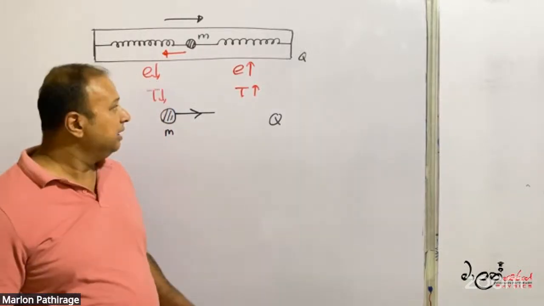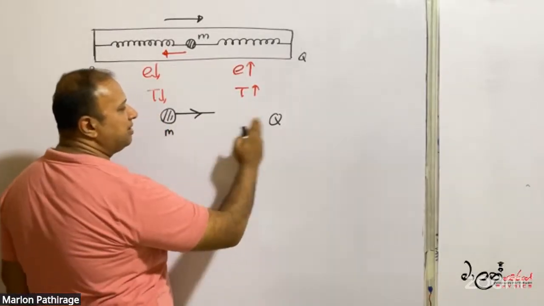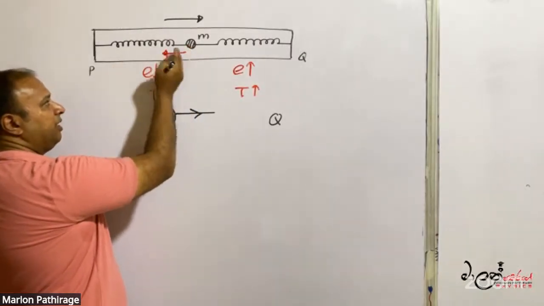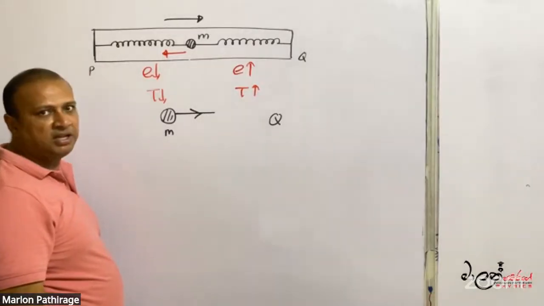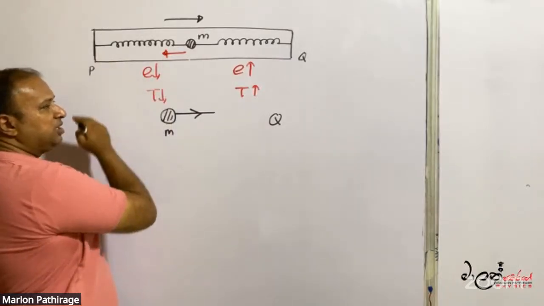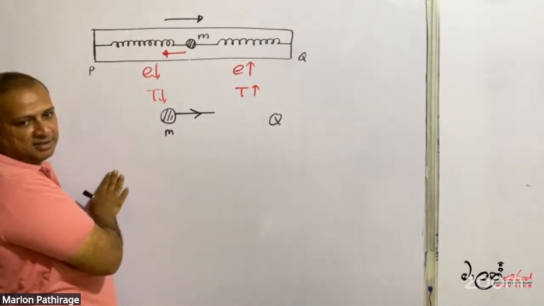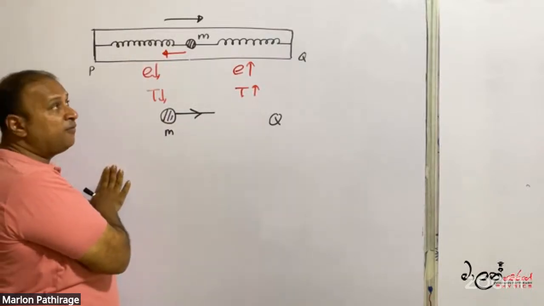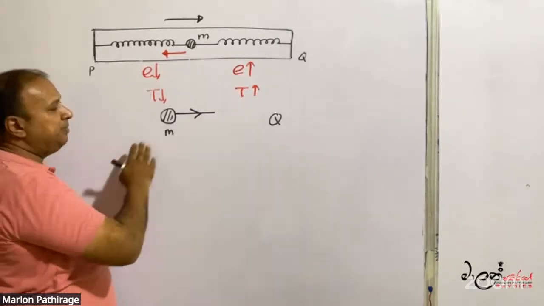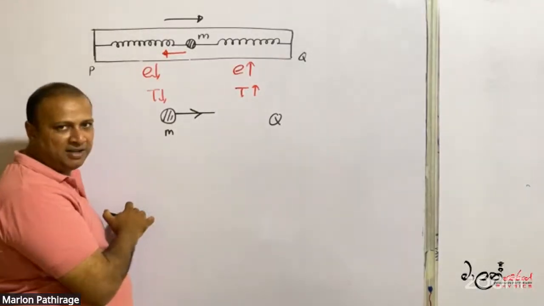Statement number A again: uniform acceleration. With uniform acceleration, definitely this object should move into the direction of P. If this object moves into the direction of P, the elongation length of this string will be higher than this distance. Therefore, the tension force of this side is higher than the tension force of this side. That means there's an unbalanced force in this direction. This unbalanced force provides this acceleration.